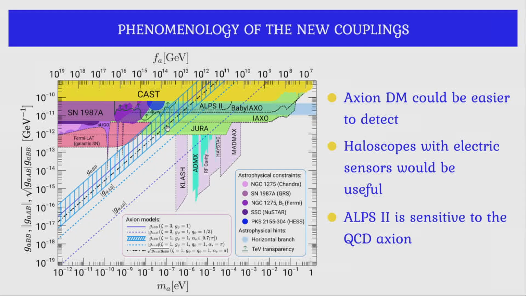Here we plotted these new axion-photon couplings in different models, different minimal models with minimal charge assignments to the new heavy fermions.